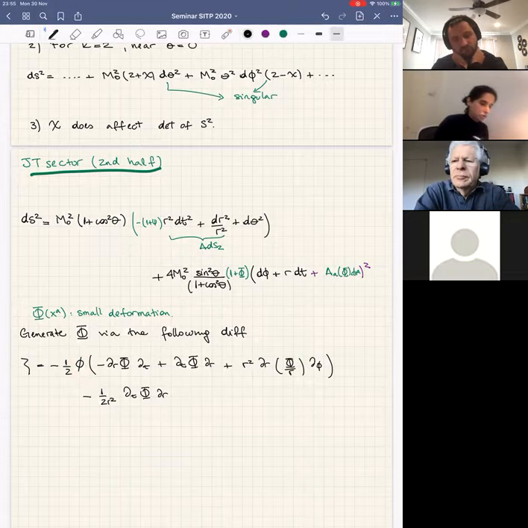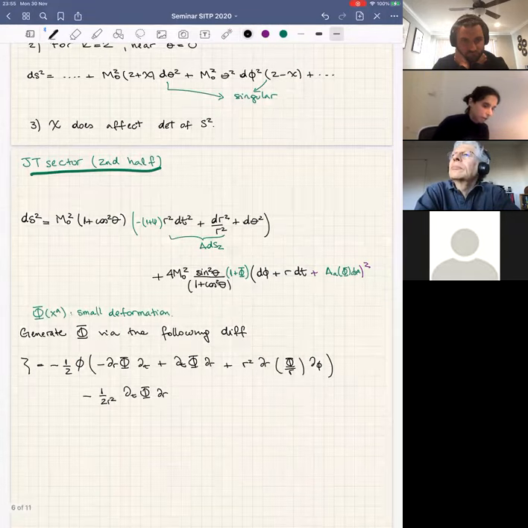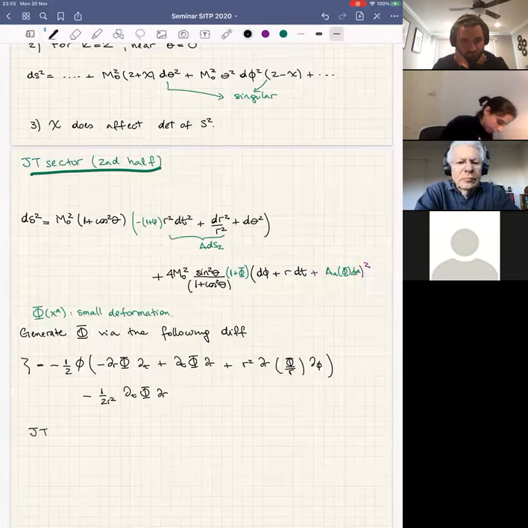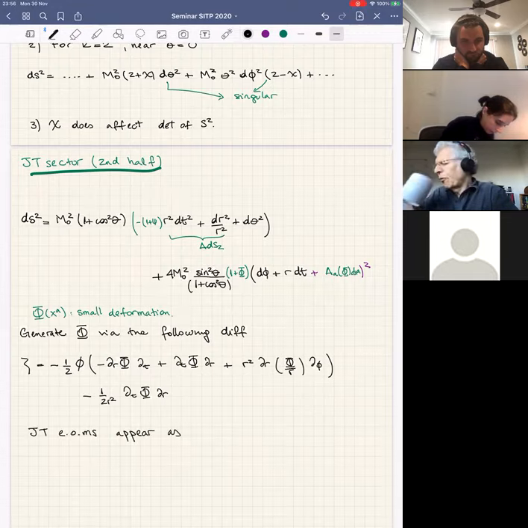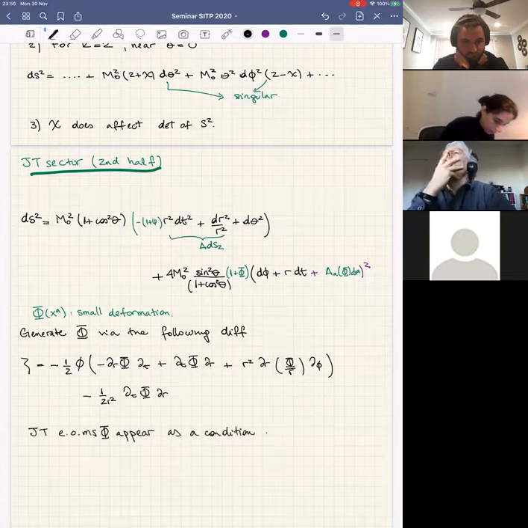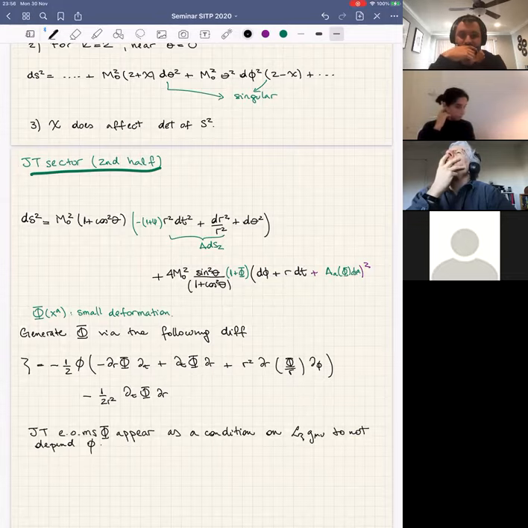And so the JT equation shows up because you want the resulting Lie derivative along this direction to not depend on phi. And so the JT equations basically appear as a condition. So the JT equations of motion, now, of course, for this phi, appear as a condition on this thing to not depend on the azimuthal angle, fine. Okay? And there's no need to use any equation of motion, no dynamics, like it just shows up, okay?